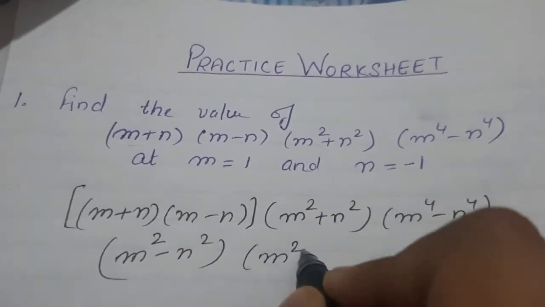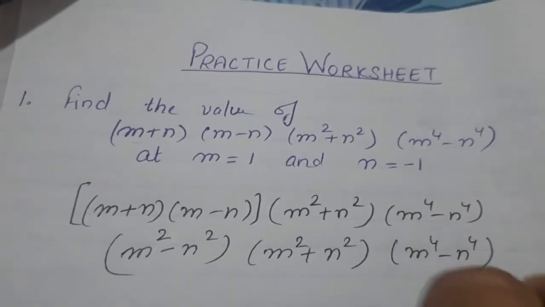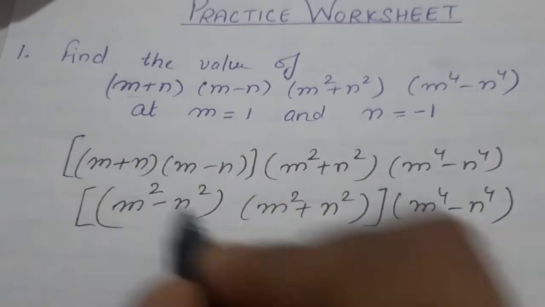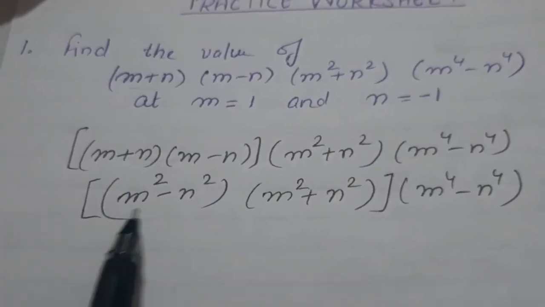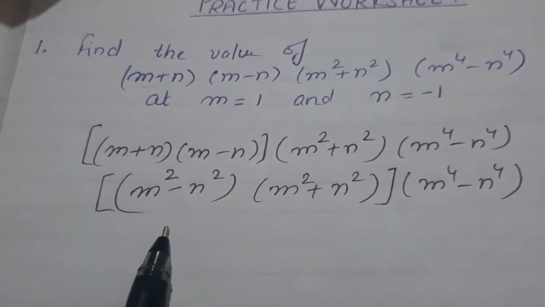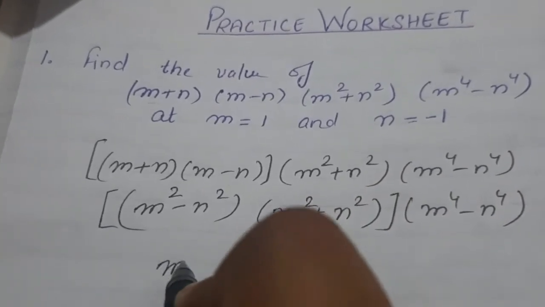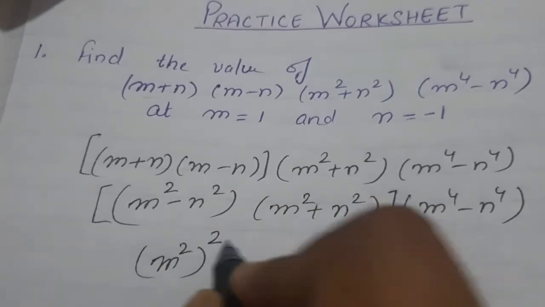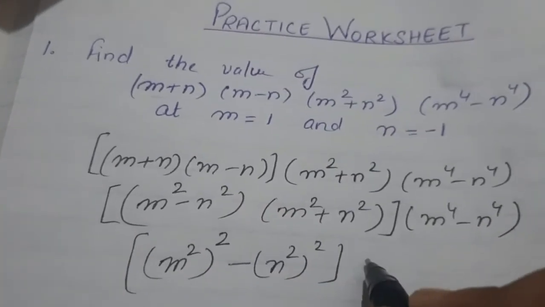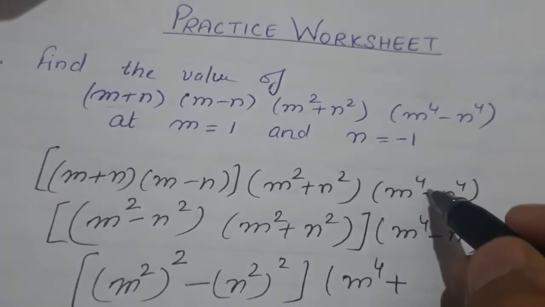Now rest of the terms will be as it is, m square plus n square and m raised to power 4 minus n raised to power 4. Now again we will combine these two terms. Again it will come out to be a minus b into a plus b, where a is m square and b is n square. So it will become a square minus b square. A is m square, so it's square minus b square. Next term will be as it is. Sorry, this is positive.